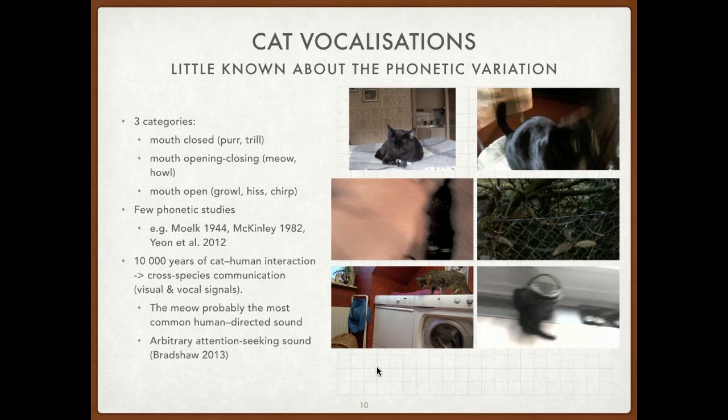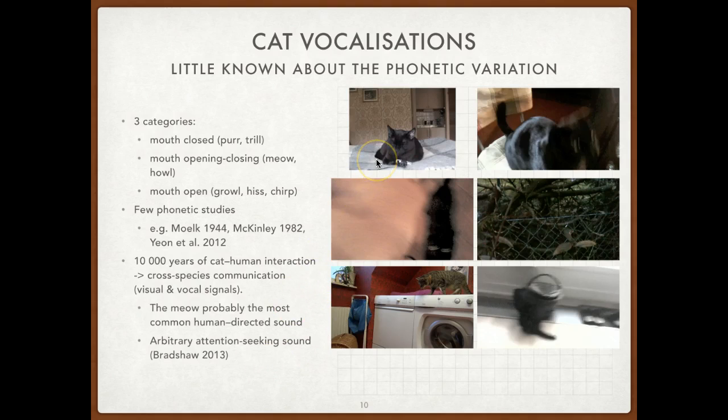There are quite a few descriptions of cat communication and cat vocalizations, but there are quite few phonetic studies. However, the earliest one, Mildred Moelk in 1944, as far as I know, was the first one who reported phonetic characteristics of cat sounds. She divided cat sounds into 3 categories. The first one contained all the sounds that the cat produces with a closed mouth, like the purr and the trill. And I'll play you back a few examples.